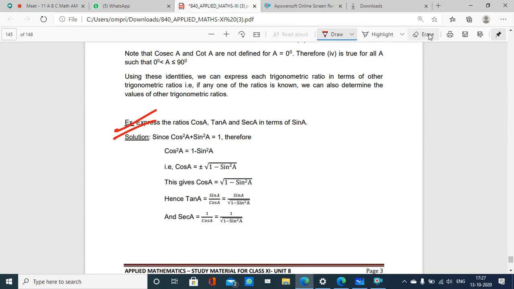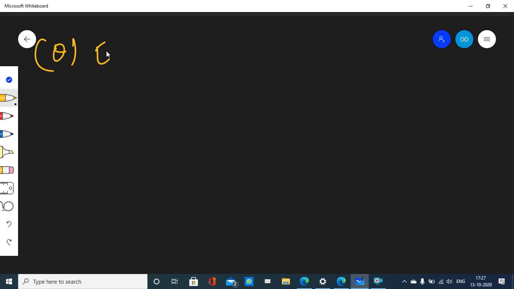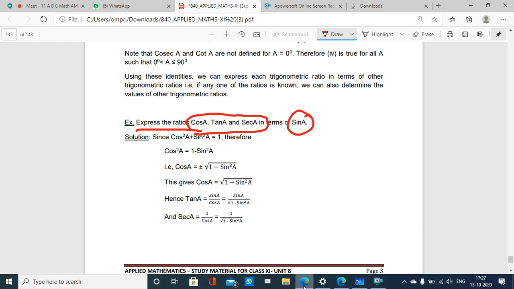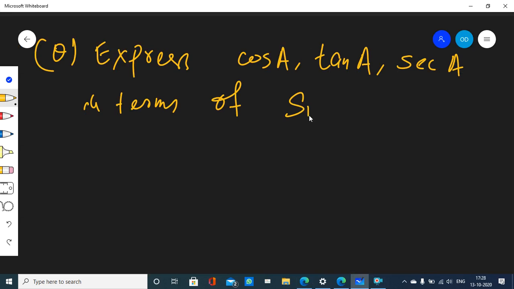This is a question. It says: express cos A, tan A, and sec A, all three, in terms of sin A. Let me write down the question here. Express cos A, tan A, sec A in terms of sin A. So we have to express these three in terms of sin A. Let's see how.